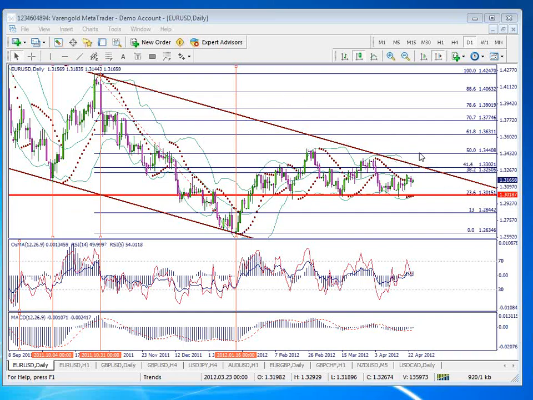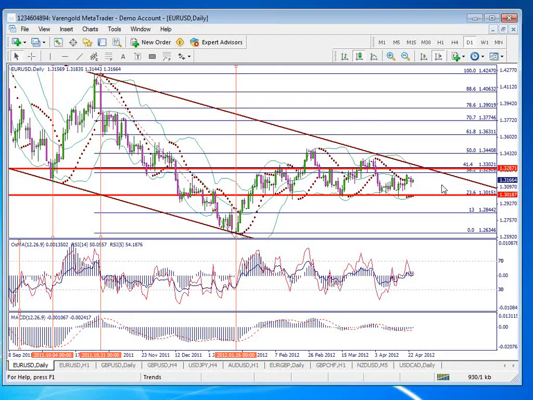Okay, so now we can consider that we are in one channel between 133 and 130. For the short period, this will be the place where the pair will swing.